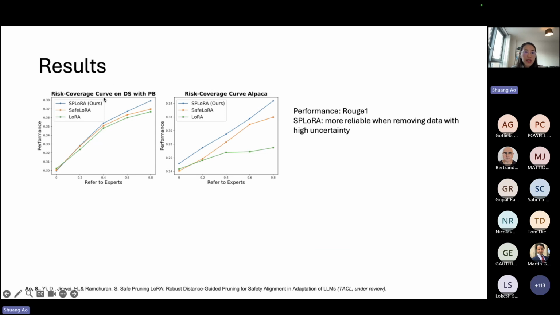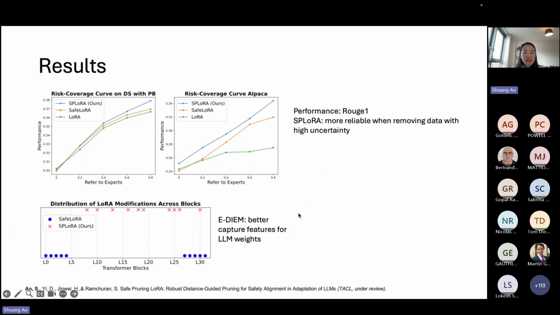So here is the risk coverage curve. This is for the dialog summary with PureBad, and you can see that our method still performs better after you remove a certain percentage of the data. And here, this is on the Alpaca dataset. So you can see that for the LoRA fine-tuning, even if you remove a certain part of the data, the performance didn't even get worse.